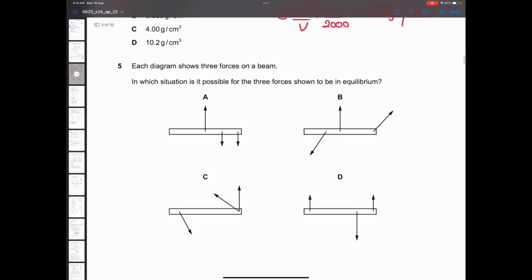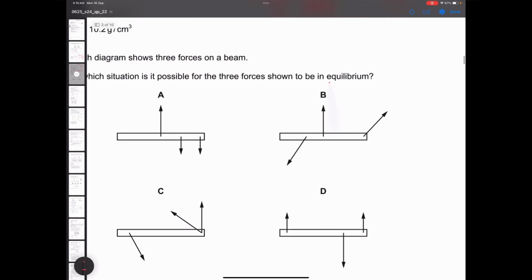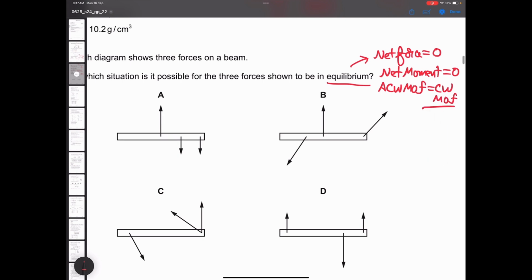Now next question. Each diagram shows 3 forces on a beam. In which situation is it possible for the 3 forces to be in equilibrium? Now for equilibrium there are 2 points in our syllabus: net force should be 0 and net moment should be 0, or you can say anti-clockwise moment of force should be equal to clockwise moment of force. These are the overall 2 points that we need to take care of.